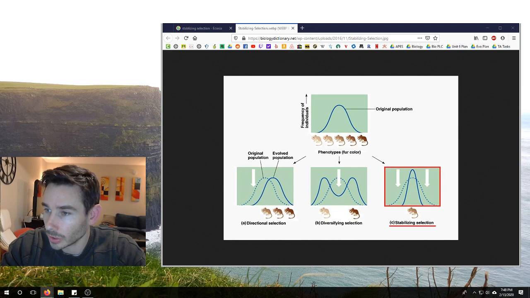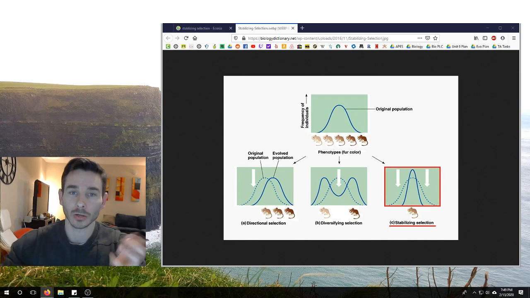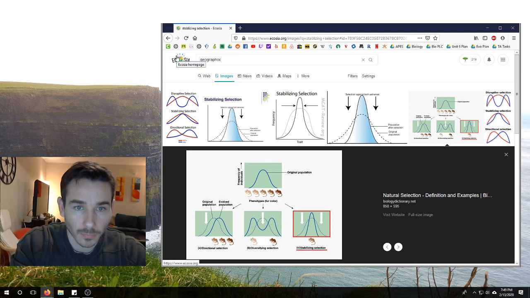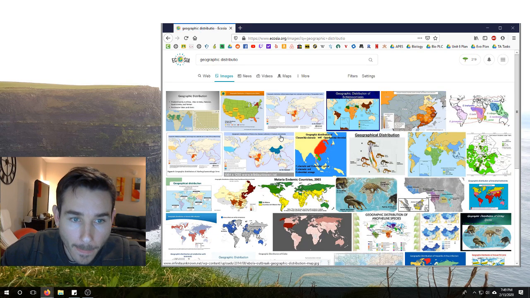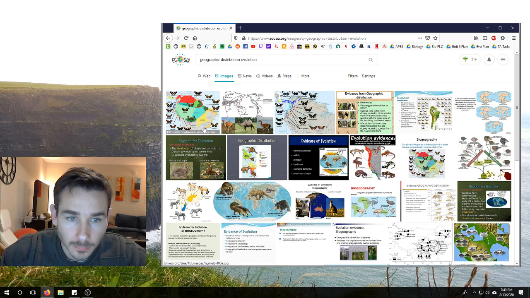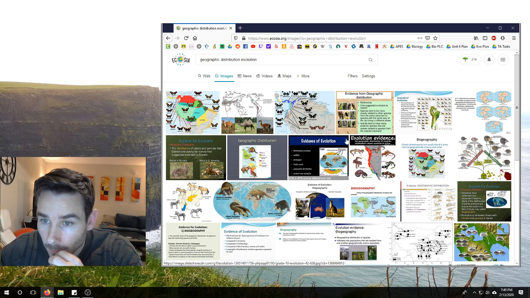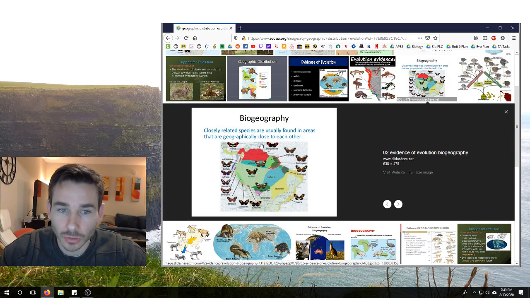Basically, the way I would talk about geographic distribution is the distribution of species on Earth based off of geography. So let me look up another picture for this one that might help us. Let's see, geography in relation to evolution is what we're looking for. Yeah, the finches are a good example of geographic distribution.